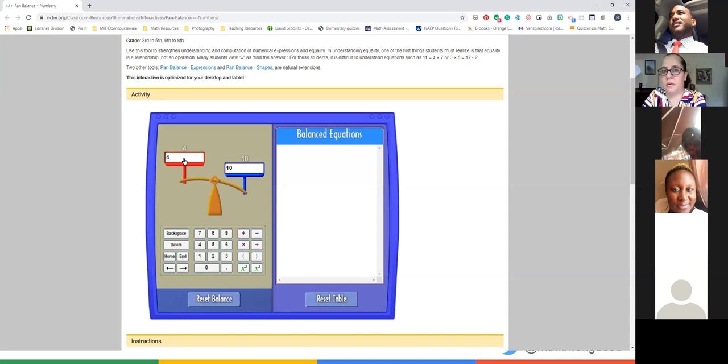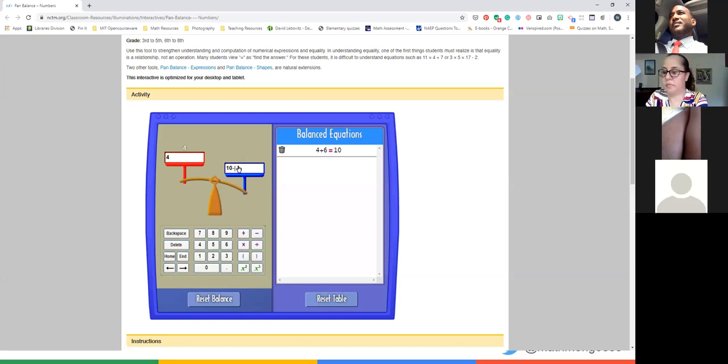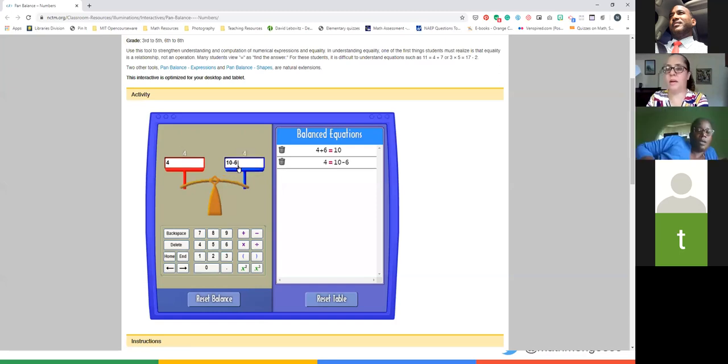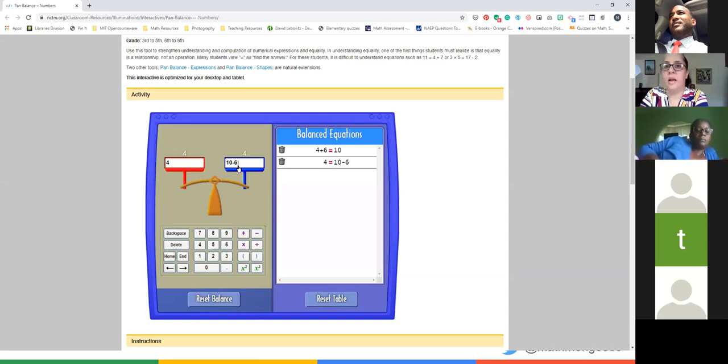Is that the only thing we could do? Is that the only thing that we could have done? We could also subtract from the 10. What would we have to subtract from the 10? At least three. If we subtract from the 10, we could subtract 6 and then we would get the 4. Or we could subtract three from the 10 and add it to the 4.